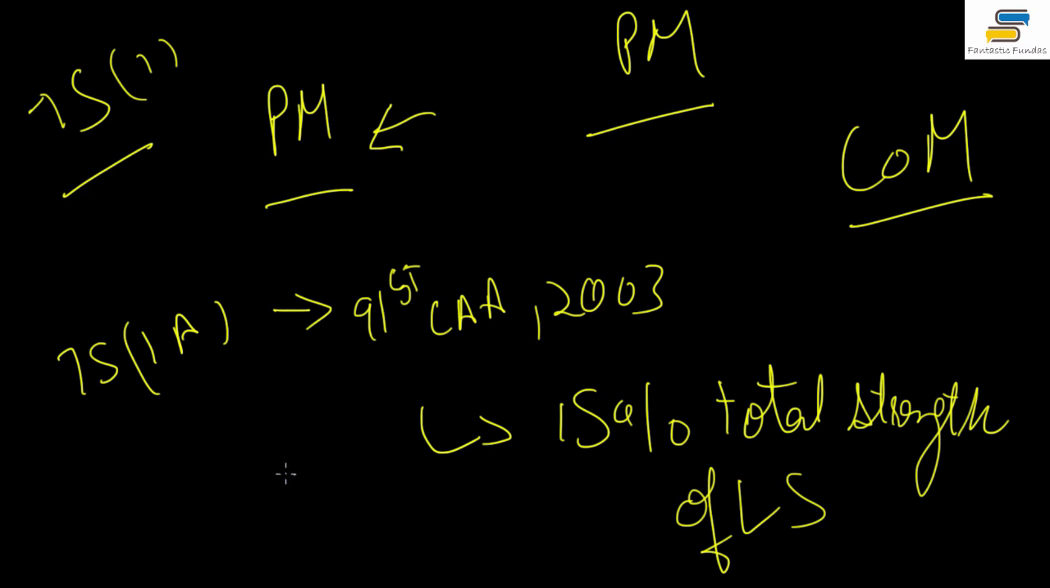Suppose the strength of the Lok Sabha is, let's say, only 400. So the maximum Council of Ministers that can be appointed is 60. There can be a maximum of 60 ministers, 15% of 400. That is how it is, right?